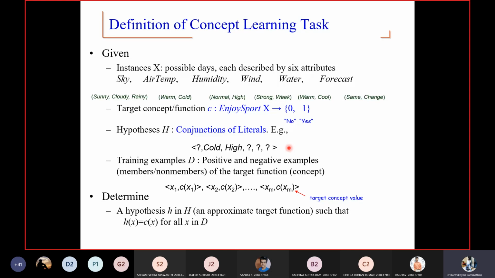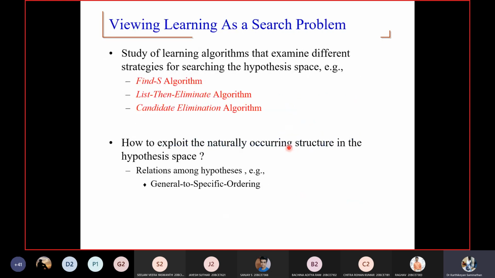Now what I am going to do is identify the target concept value. In order to find the best hypothesis, this is nothing but a searching problem. To solve the searching problem, we are introducing three algorithms. One is the Find-S algorithm, the second one is the List-Then-Eliminate algorithm, and the third one is the Candidate Elimination algorithm. For our syllabus, we have the Find-S algorithm and the Candidate Elimination algorithm. Today we'll see the Find-S algorithm, and tomorrow I'll teach you the Candidate Elimination algorithm.